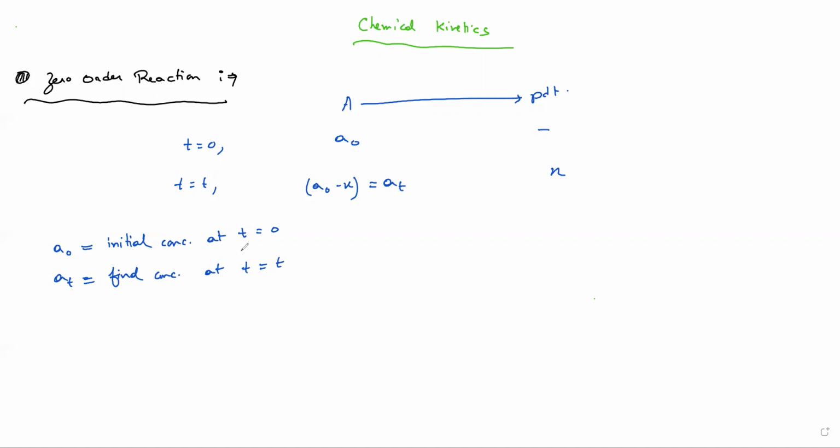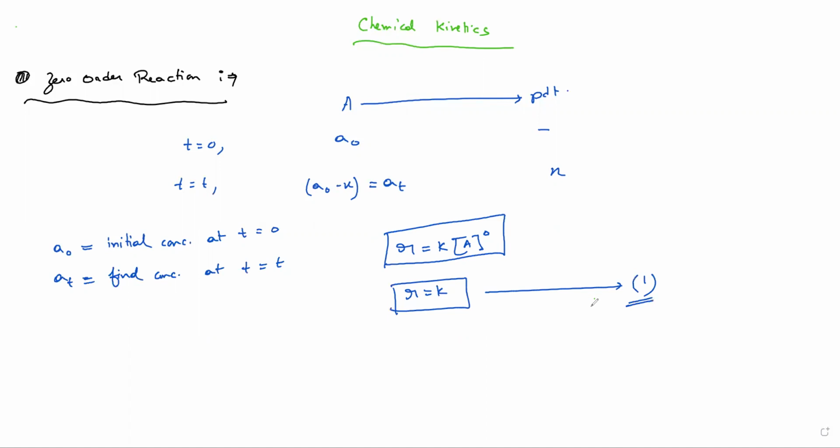Clear? Now, for zero order reactions, can I write rate equal to k A to the power 0? Now A to the power 0 equals to 1, so from here we can write rate equals to k, one of the most important reactions and first equation for zero order reaction. So rate is directly proportional to rate constant, so rate of reaction does not depend upon concentration as well as time taken.